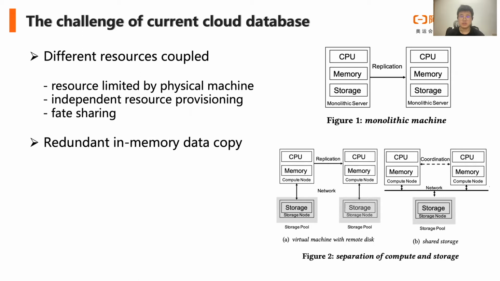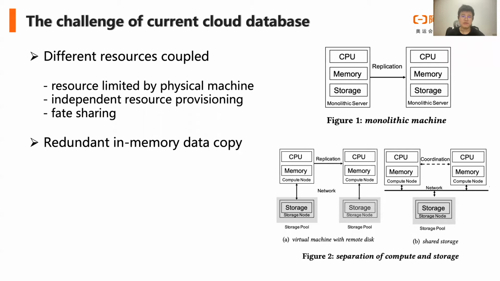Let's look at the monolithic machine first. Its CPU, memory, and storage are all coupled. For the shared storage architecture, although its storage has been disaggregated, its CPU and memory are still coupled. Memory capacity will be limited by the single physical machine's memory capacity, and the memory can only be expanded with the CPU specifications.